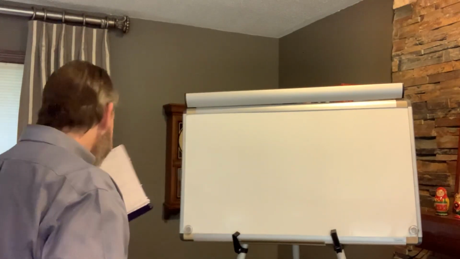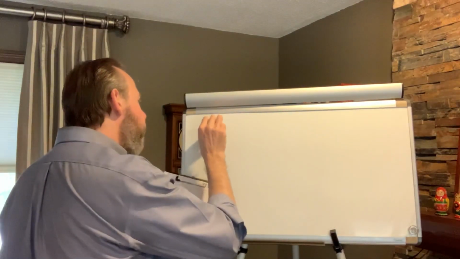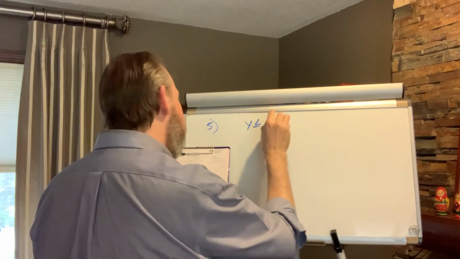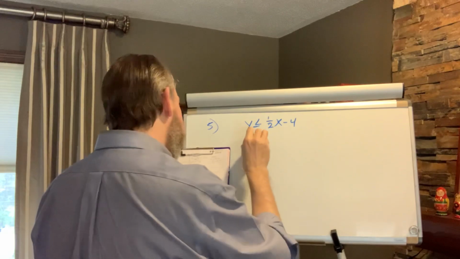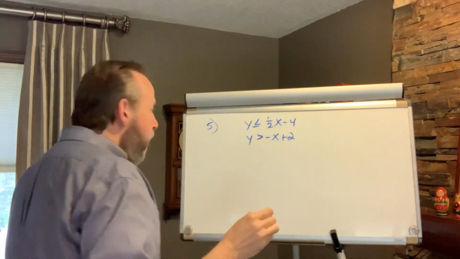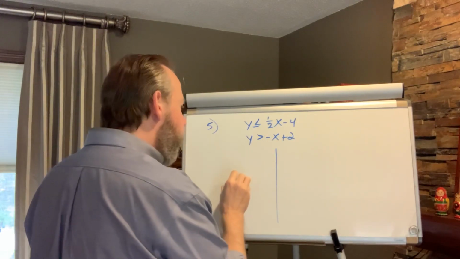Well, after number 4, I gave you number 5, the linear inequality system. And we had y is less than or equal to 1/2 x minus 4. And also y is greater than -x plus 2. You had to graph it. I gave you the graph for that reason.